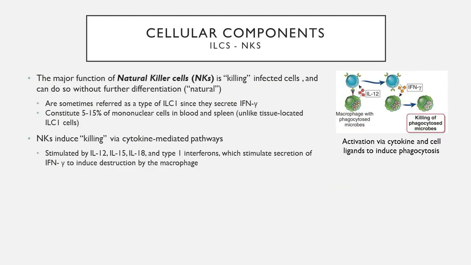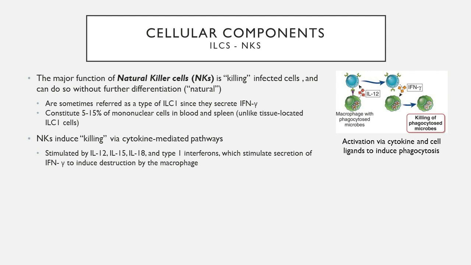Next, we're going to talk about natural killer cells. So we had previously described these as lymphocyte-like cells. They have similar lymphocyte morphology, and they're also derived from lymphocyte precursors. So they're really the first ILCs that we had described before. In fact, they're sometimes referred to as a type of ILC1 because of their secretion of IFN gamma.